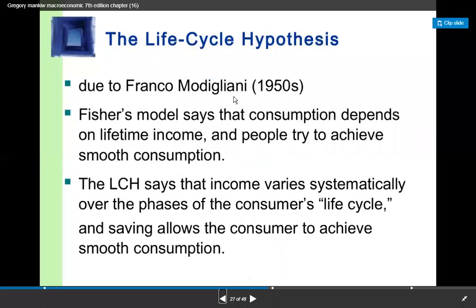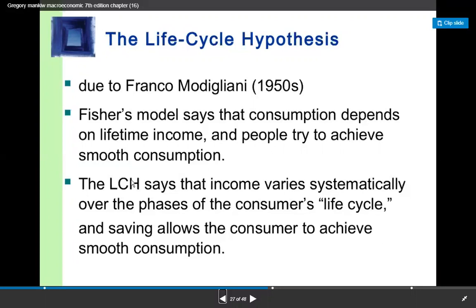Life cycle hypothesis is presented by Franco Modigliani. That is very important. Now again, first comparison between Irving Fisher and life cycle hypothesis. In Irving Fisher, lifetime consumption depends upon lifetime income and consumer achieves smooth consumption pattern. Smooth means about similar consumption over the time.